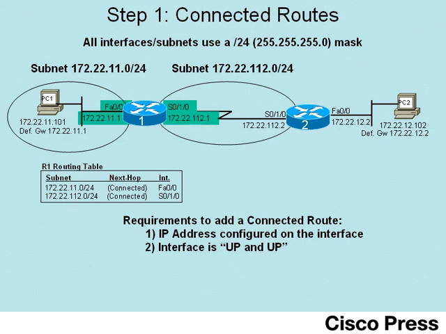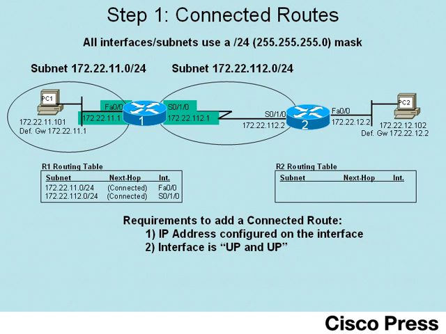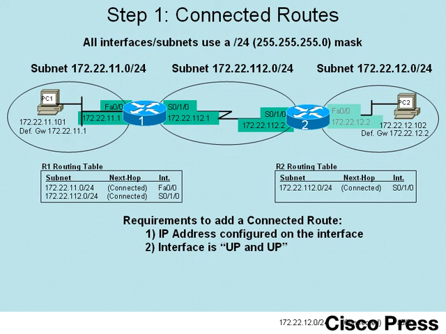Similarly, R2 will add two connected routes as well. When R2's serial interface comes up, after it's been configured with its IP address, R2 will end up with a route to subnet 112, the first entry in its routing table that you see there. And then once R2's LAN interface comes up, R2 will add a connected route for that subnet, namely subnet 12, and show that it's listed off of interface FA00.